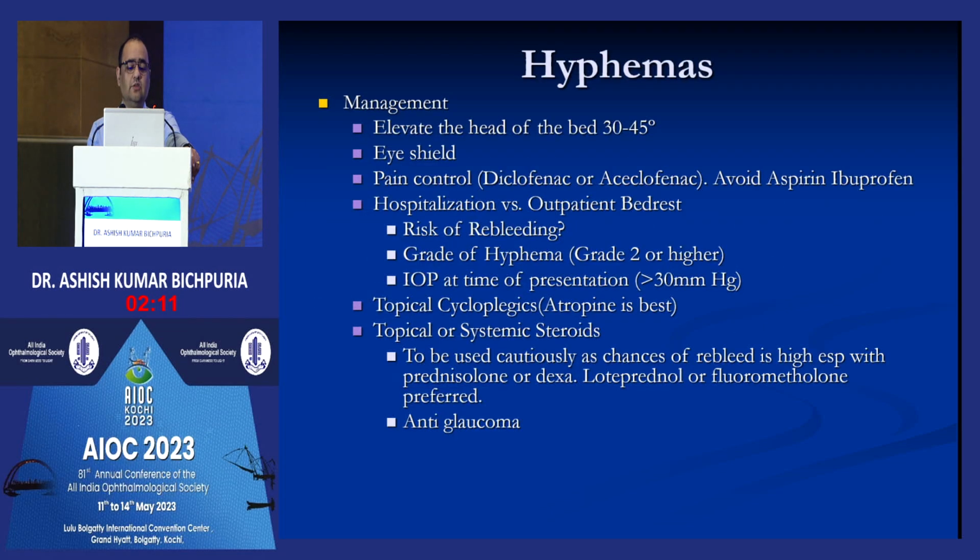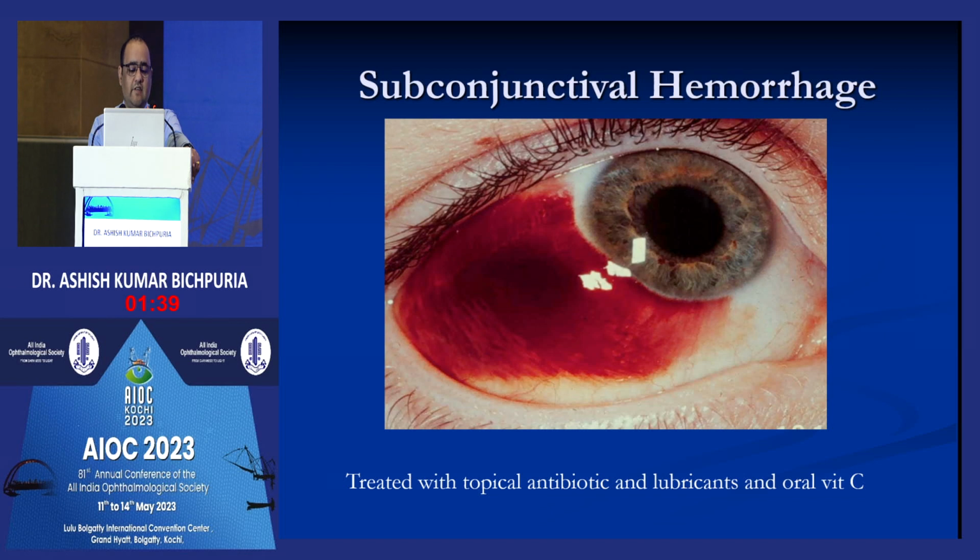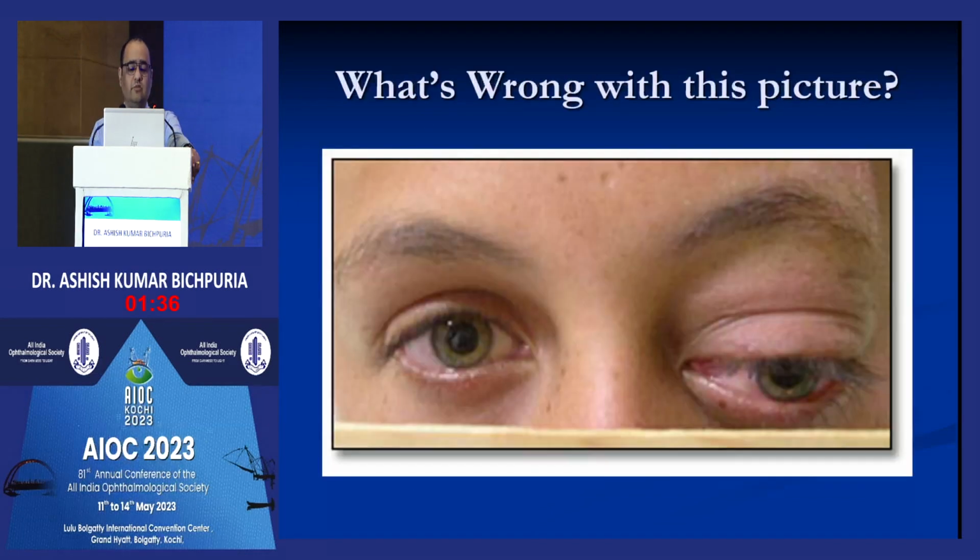Now comes to management. Elevate the head of the bed 30 to 45 degrees. Eye shield, pain control, diclofenac or aceclofenac. Avoid aspirin and ibuprofen because they have antiplatelet effect. Hospitalization may be required if the risk of rebleeding is high, hyphema grade is 2 or higher, or IOP at the time of presentation is more than 30. Topical cycloplegic atropine is preferred. Topical or systemic steroid can be given, but loteprednol or fluorometholone is preferred because with dexamethasone or prednisolone, chances of rebleed are high. Anti-glaucoma medications. Then there is a case of subconjunctival hemorrhage treated with topical antibiotic and lubricant.